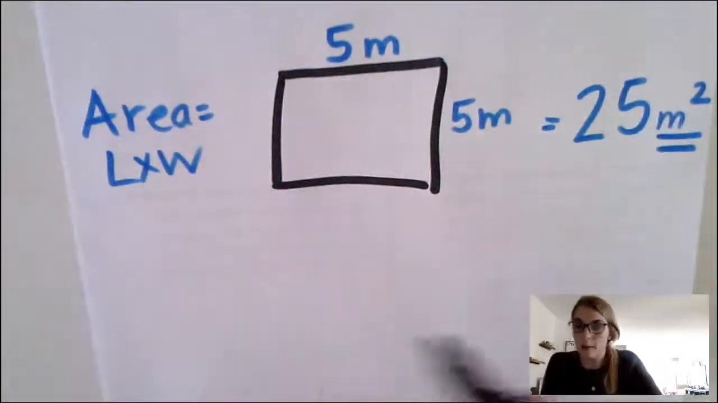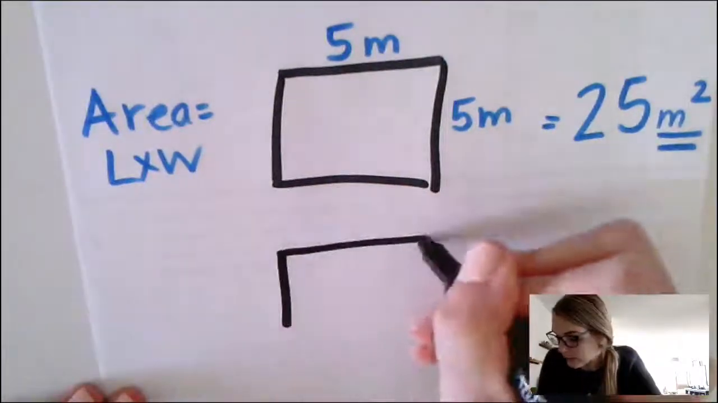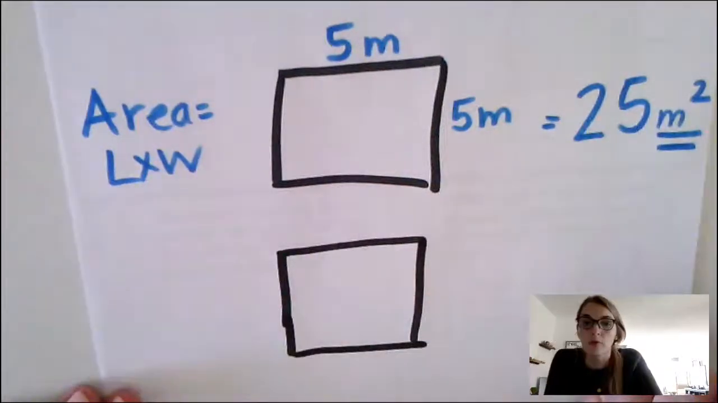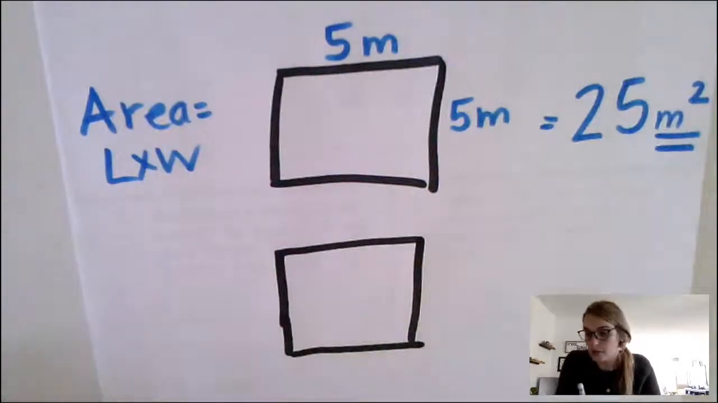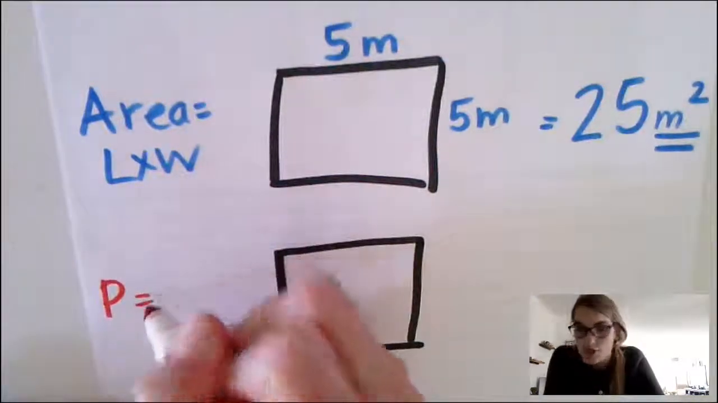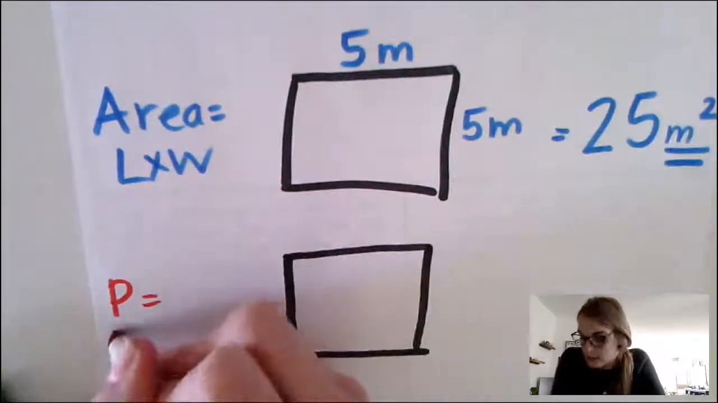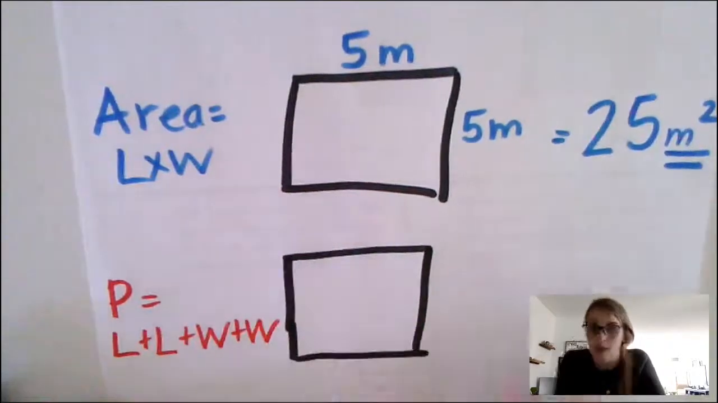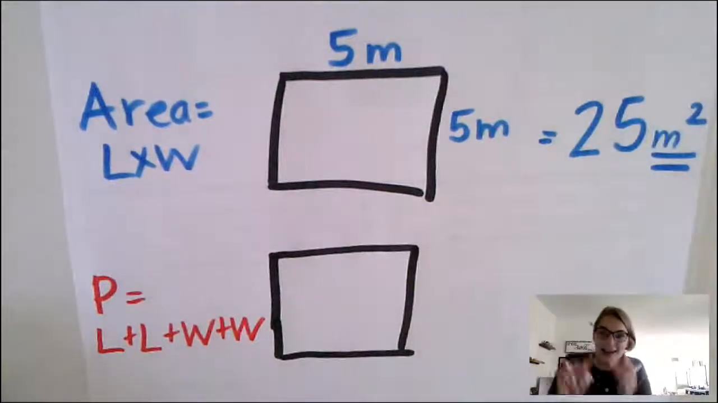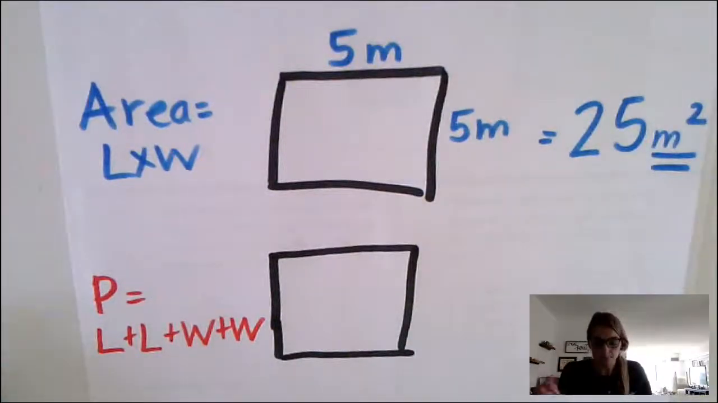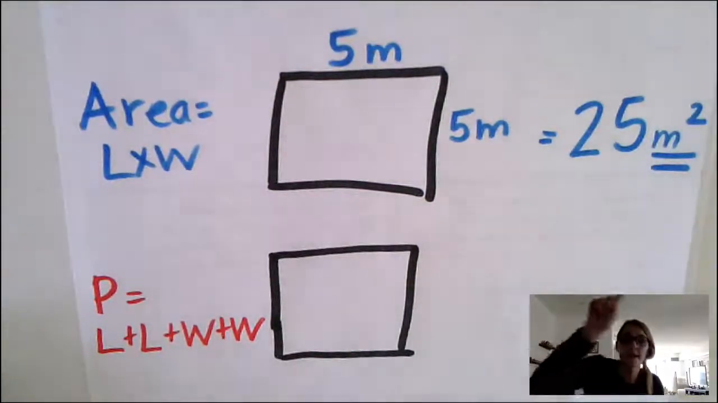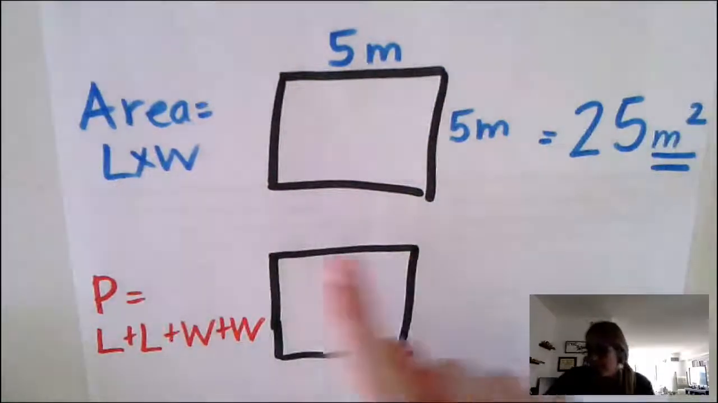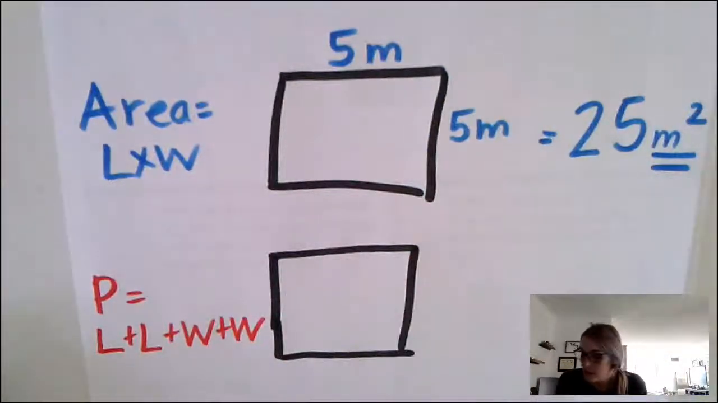Now when we're talking about perimeter, we're going to be using a different formula. Perimeter is just measuring along the outside. So our equation for this is going to be length plus width plus length plus width. You guys remember that as adding all the sides up. Because perimeter means the distance around, we have to add up all the sides.